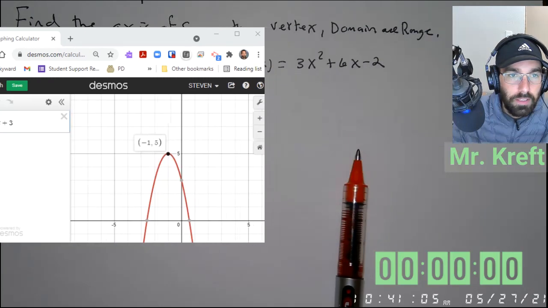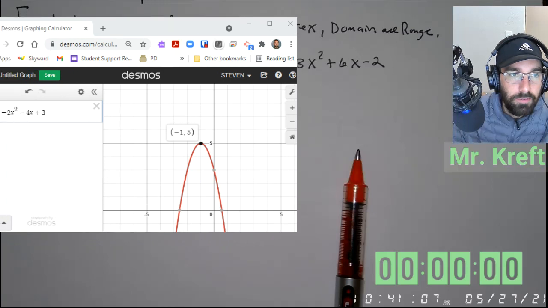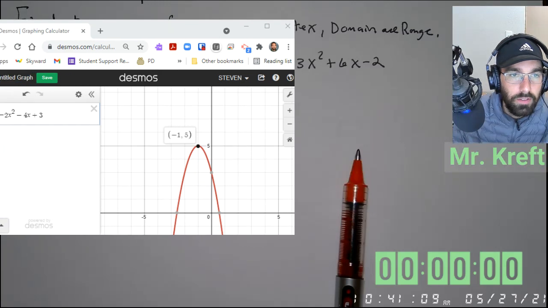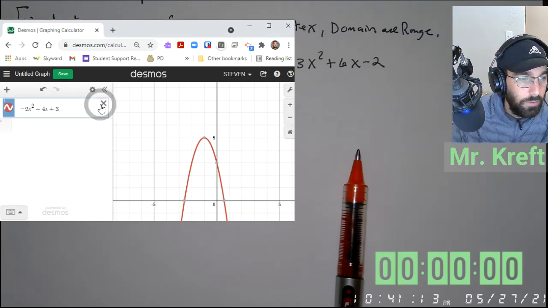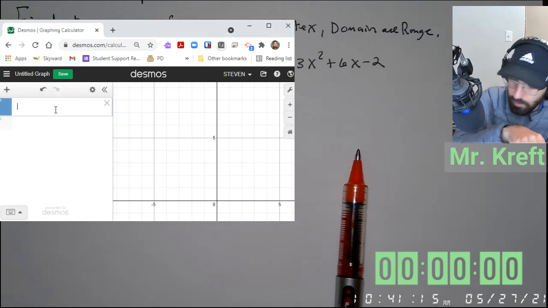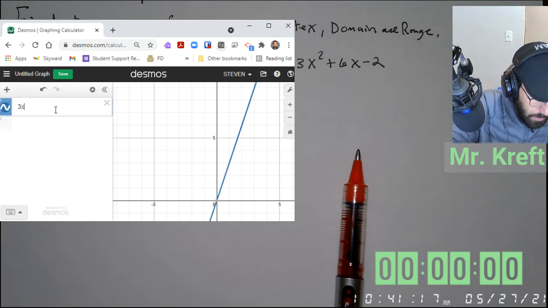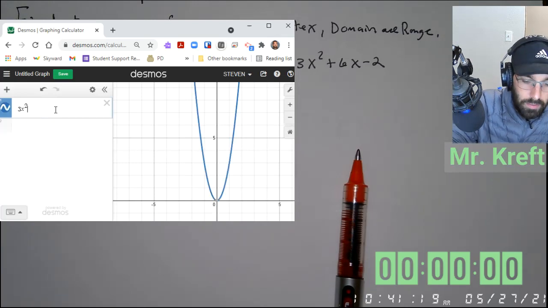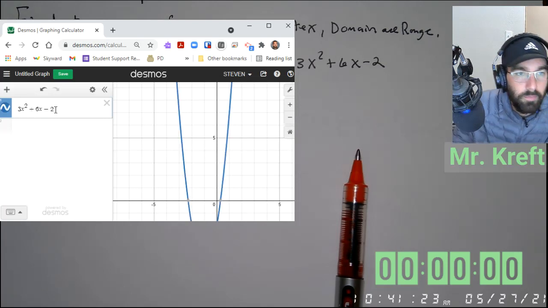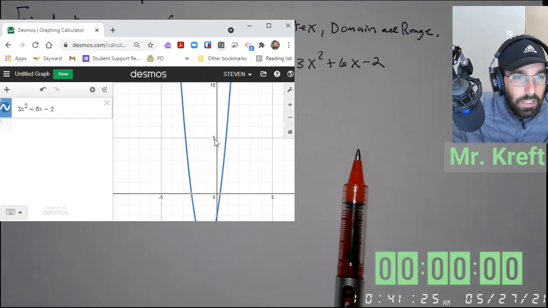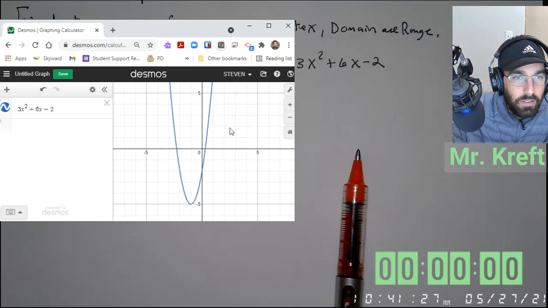All right, so I'm going to move this over, and then we're going to graph this one. So I got to make this a little bit smaller. All right, there we go. So my next one I'm going to graph is 3x squared plus 6x minus 2. Okay, I'm going to have to zoom out a little bit.